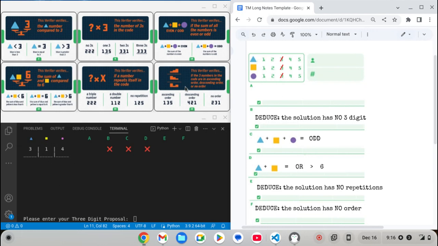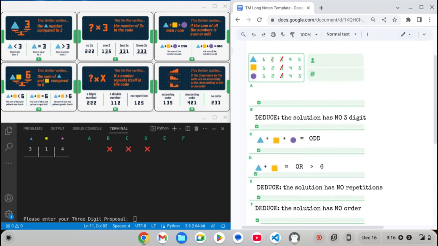So if it is a sum of 6, that would mean that we would have triangle be an even. It would tell us which even it would choose, 2 or 4, forcing square to be the other even. And then based on the no order, that may lead us to believe what circle might be, 1 or 5. So let's take a look.